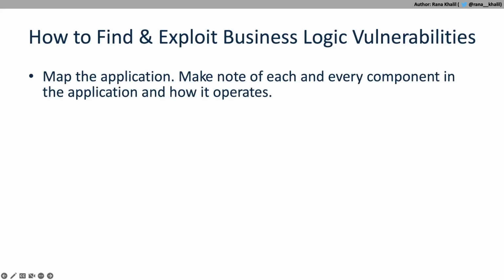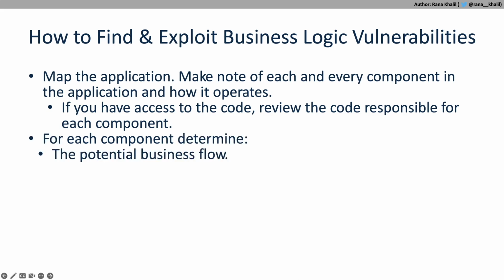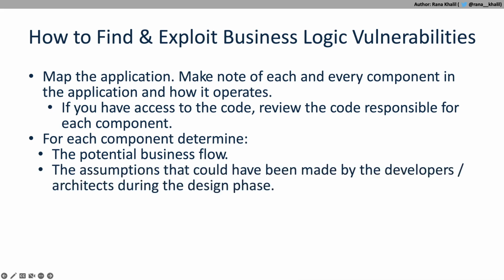Now, since the definition of business logic vulnerabilities is that they are flaws in the design and implementation of the application, then to be able to find these vulnerabilities, you need to map the entire application. So make note of each and every component in the application and how it operates. If you have access to the code, even better, because this way you don't need to make assumptions about how it was implemented and designed in the backend. You could just review the code. But if you don't have access to the code, which would be the majority of cases, then for each component that you identify, you need to determine the potential business flow based on the flow of requests that you see in the functionality.